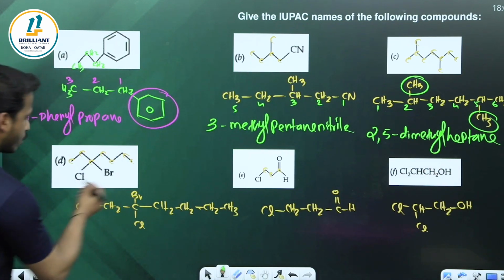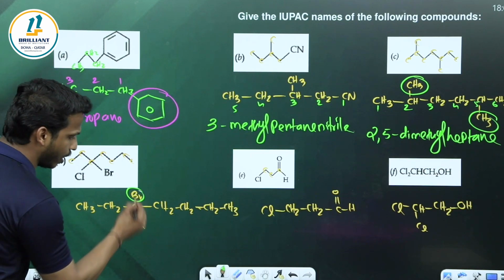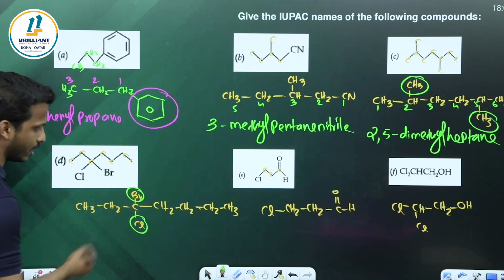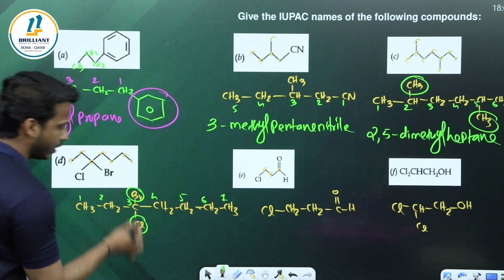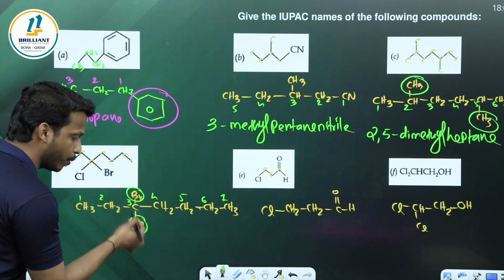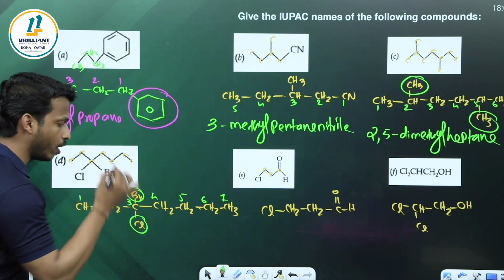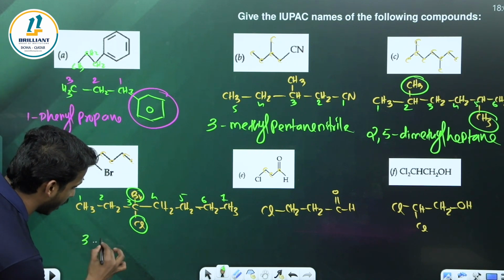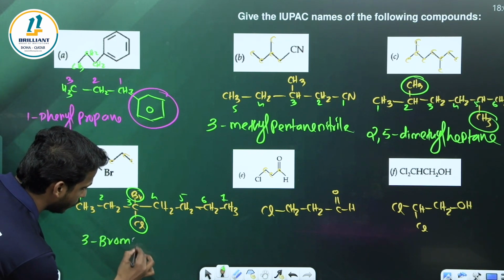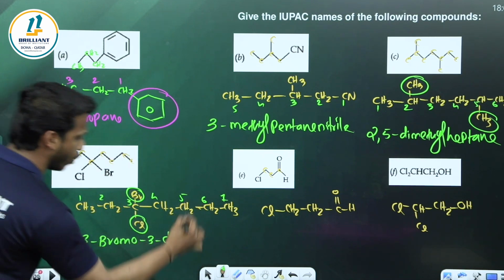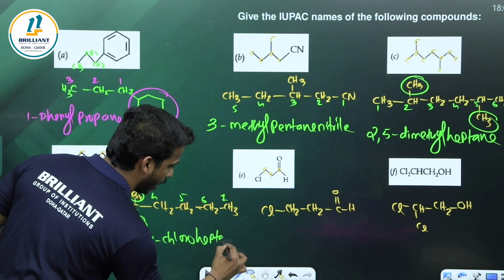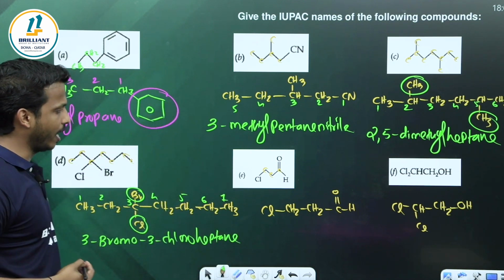Alright, in this question, as a functional group, bromine is there. So let's start from here, 1, 2, 3, 4, 5, 6, 7. Third position bromine is there, third position chlorine is there. Alphabetical order, bromine should come first. So 3-bromo, 3-chloro, 7 carbon, heptane. Clear all? Okay, next one.